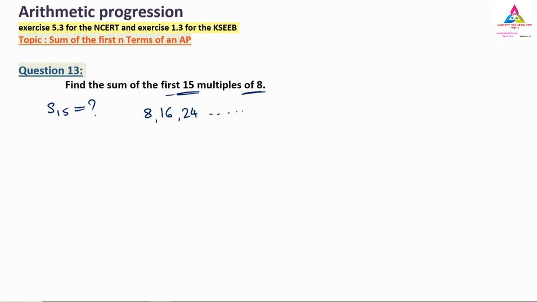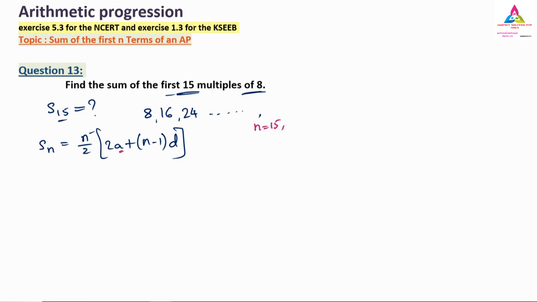Now what we have to do? We have to find S15, so how to substitute in the Sn formula. Sn is equal to n by 2 into 2a plus n minus 1 into d. Now we need the n value. The n value is already given. They have told you to find the first 15 terms, so the n value will not change. I can write that n value as 15.